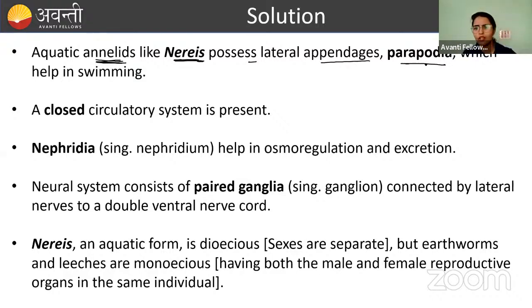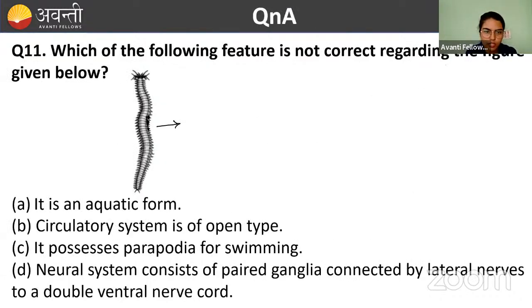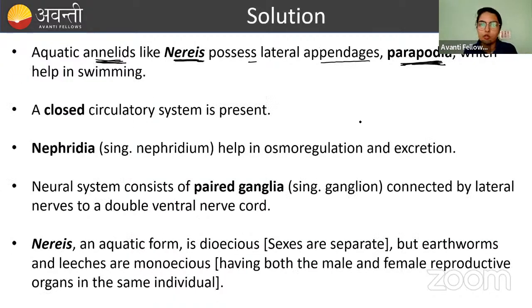See, I have not given all the characters here, only those which are important in Annelida. Here there are parapodia, you can see here. These structures are parapodia, which help in free swimming. These parapodia help Nereis to swim. So the appendages, parapodia, help in swimming.